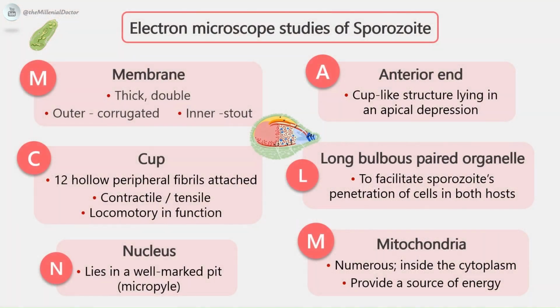Electron microscope studies of sporozoite reveal the following features. There is a thick double membrane, the outer corrugated and the inner stout. At the anterior end, there is a cup-like structure lying in an apical depression. 12 hollow peripheral fibrils are attached to the cup. These fibrils are found to be contractile or tensile in function. These have a locomotory function.